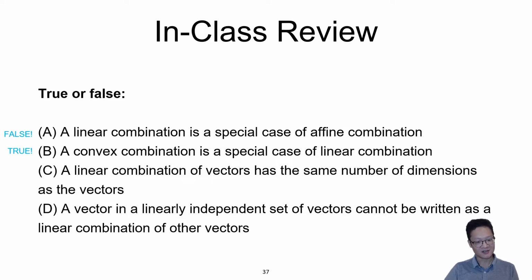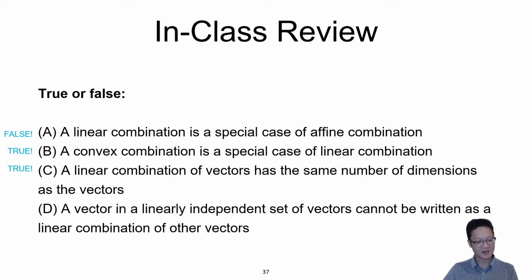Next, a linear combination of vectors has the same number of dimensions as the vectors. That's definitely true because linear combination just means multiplying each of the vectors by a scalar, which doesn't change their dimensions, and then adding up all the results. That also doesn't change the dimensions.